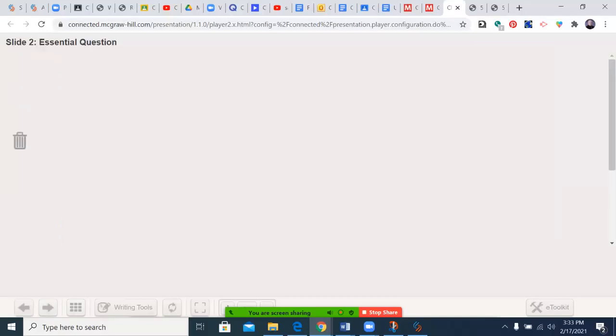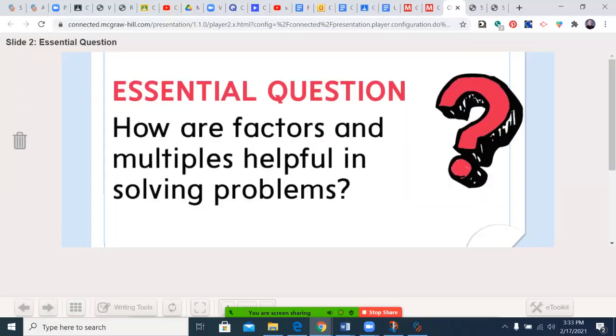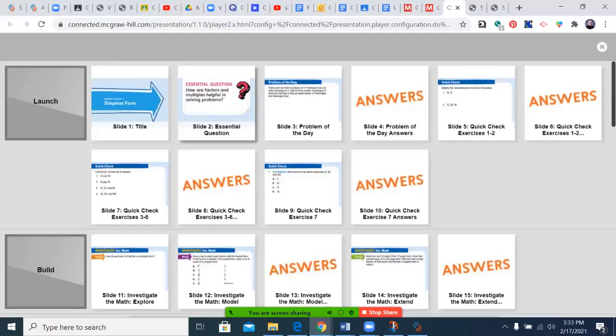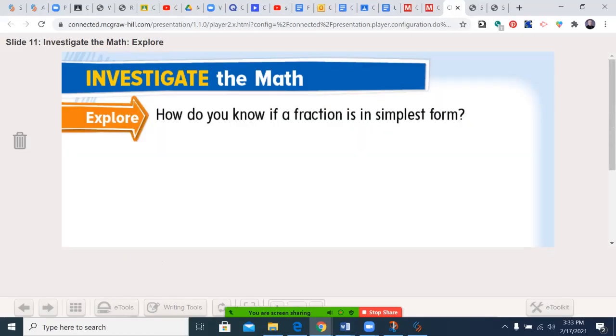Our essential question: how are factors and multiples helpful in solving problems? Let's begin with my portion of this. Part is not in your book, so you do not have to be on page 563 yet. And how do I know if a fraction is in simplest form? Simply put, is there a common factor that if I divide into top and bottom will go evenly?